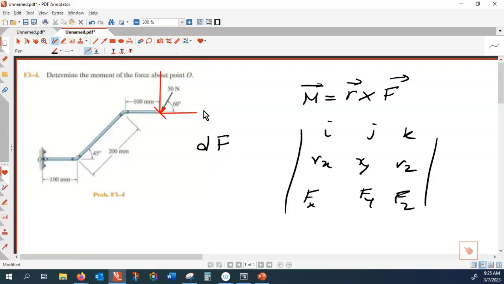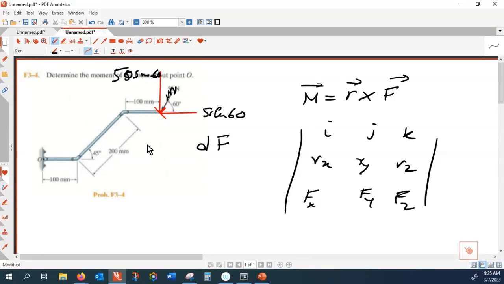So 50, what is the horizontal one? 50 cos 60 or sine 60? Cos 60. And what is the vertical one? That is 50 times sine 60, right? Yeah, 50. Thank you for that. All right, so when I break that into components, I have to cross this out. This doesn't exist anymore. We don't count it twice.